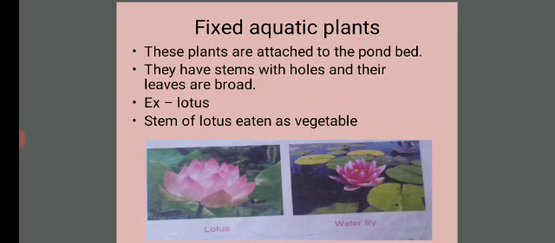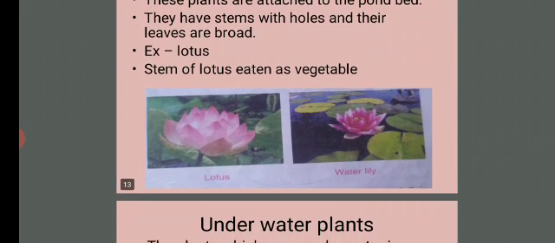They have a stem. See, the example is lotus. The stem is hollow from inside, and the leaves are broad. You can see in the picture that the leaves of the lotus plant are broad. The stem of the lotus can be eaten as a vegetable, and it is also called kamal kakri.